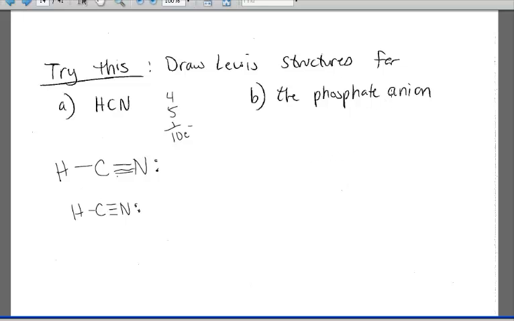All right, phosphate anion. You should remember that the phosphate anion is PO4 3-. Okay, so how many electrons do we have? Phosphorus has 5. We have 6 for oxygen, but there's 4 of them, so we get 24 there. And then we have to add 3 more because it's 3-. So that's 32 valence electrons. All right, so start drawing.